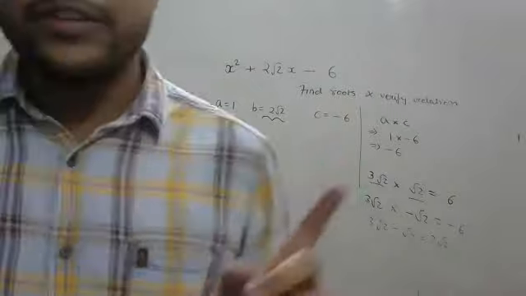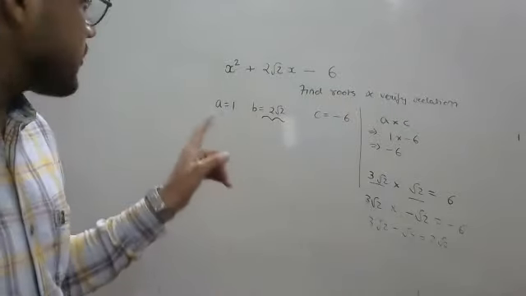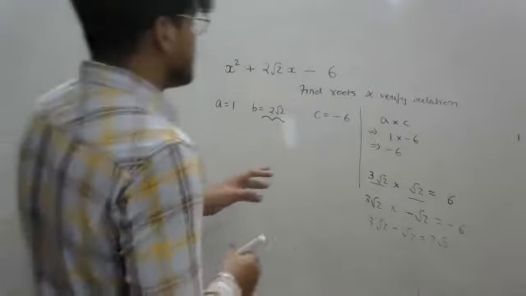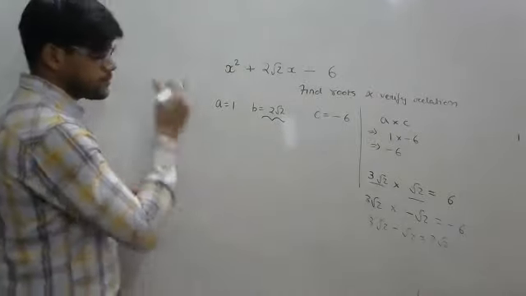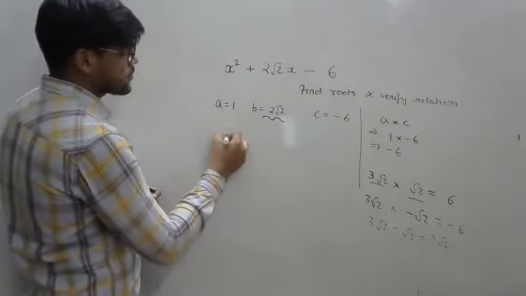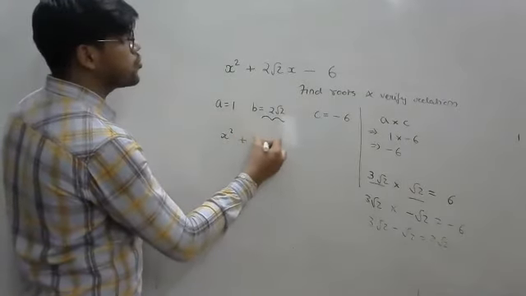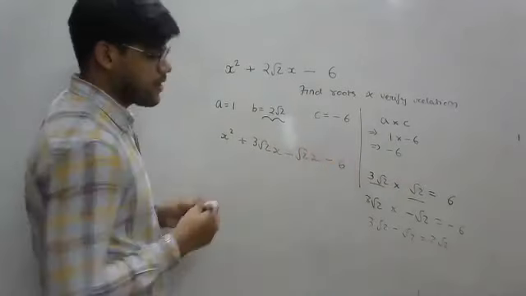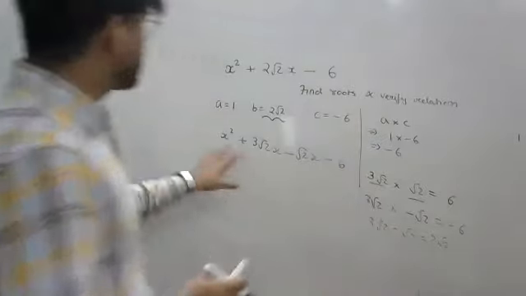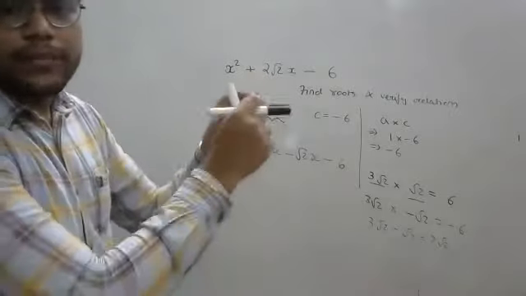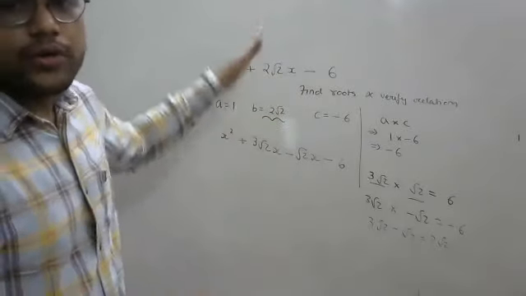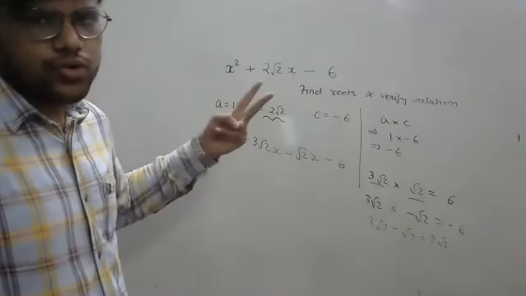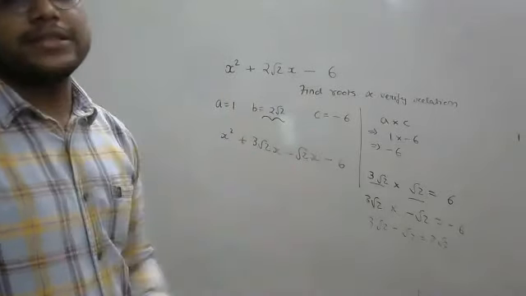We'll be solving more such questions. So those who are solving this type of question for the first time, don't worry, we'll be having a lot of questions. So here, the middle term splitting would be x square plus 3 root 2x minus 1 time root 2x minus 6. So the splitting is x square, this 2 root 2 I am breaking into two parts, 3 root 2 and minus 1. If you subtract, it will be 2 root 2, and if you multiply, it will be minus 6.